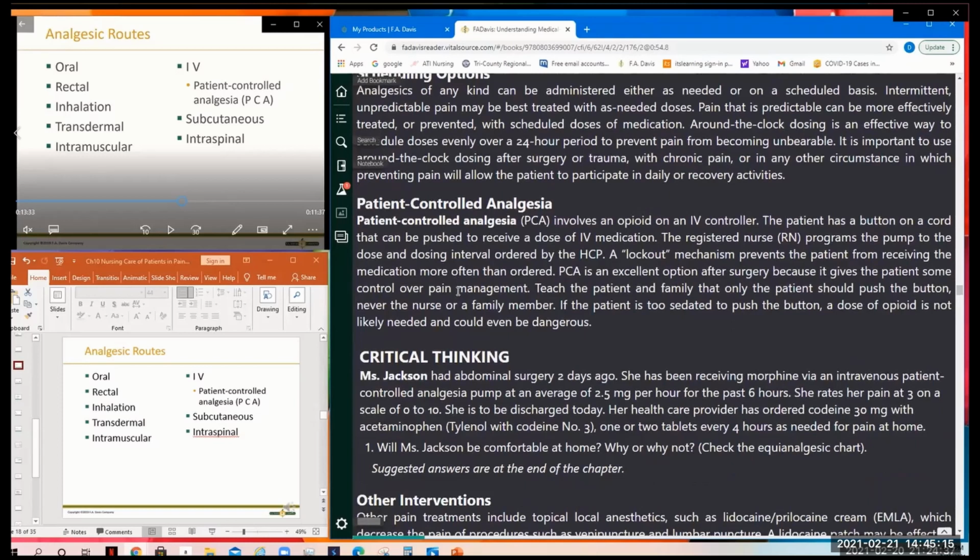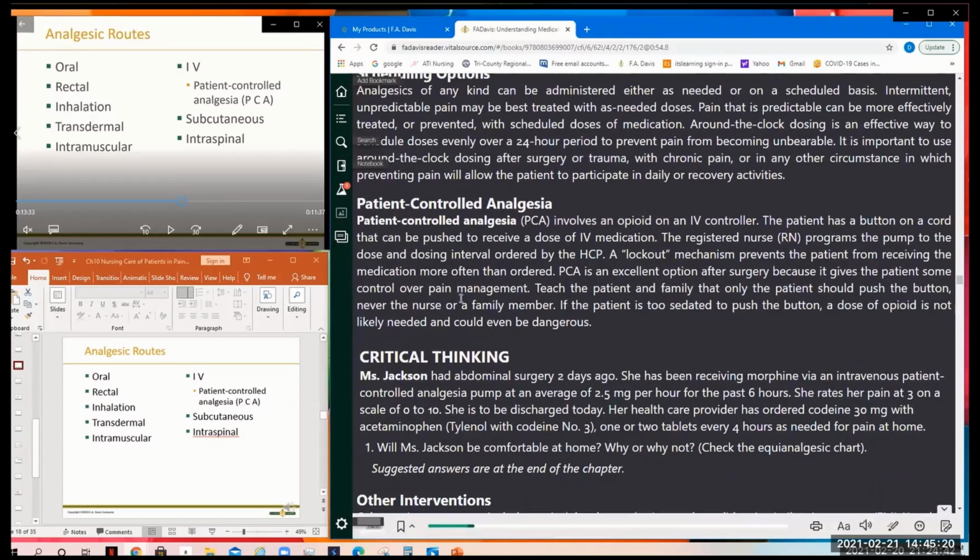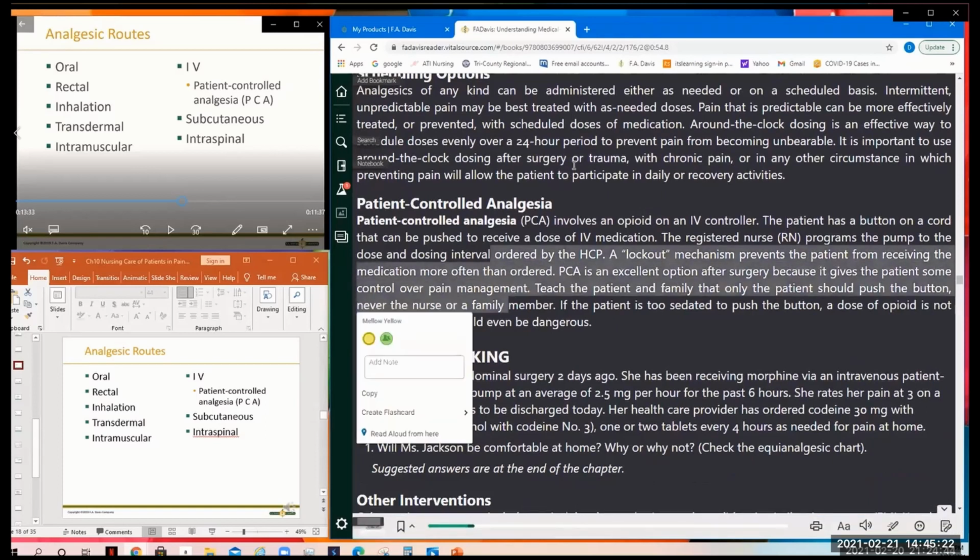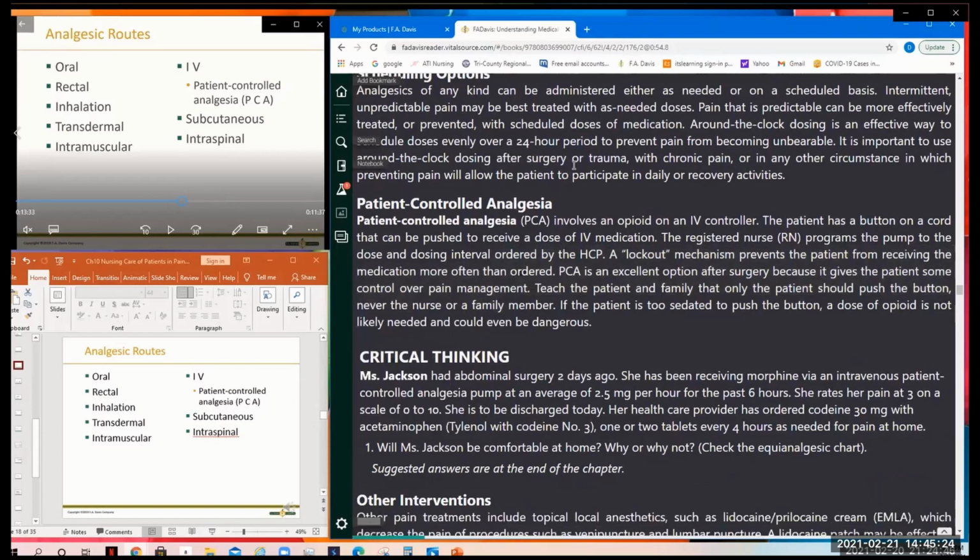Around the clock dosing is an effective way to schedule doses evenly over a 24-hour period to prevent pain from becoming unbearable. It is important to use around the clock dosing after surgery or trauma, with chronic pain, or in any other circumstance in which preventing pain will allow the patient to participate in daily or recovery activities.